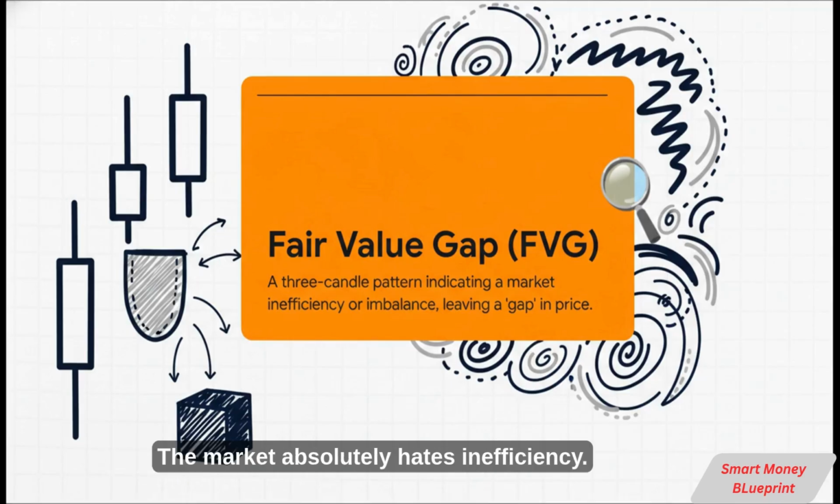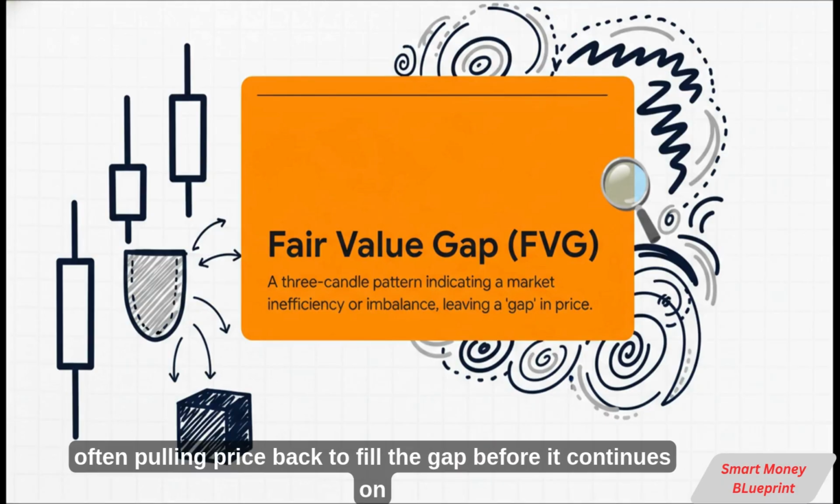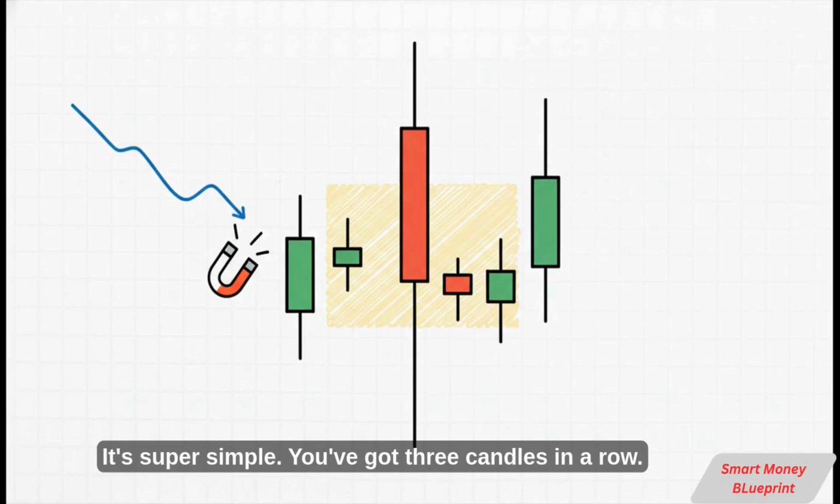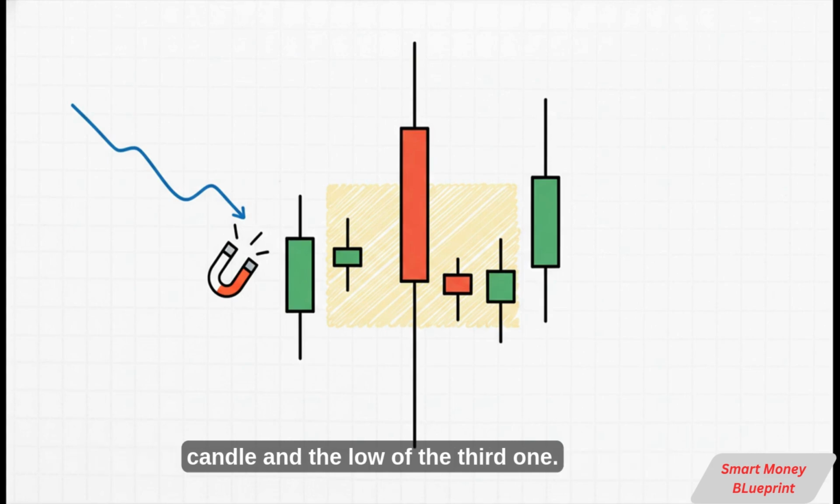And here's the thing, the market absolutely hates inefficiency. So these gaps act like a magnet, often pulling price back to fill the gap before it continues on its way. And this is exactly what it looks like. It's super simple. You've got three candles in a row. Now look at the space between the high of the very first candle and the low of the third one.